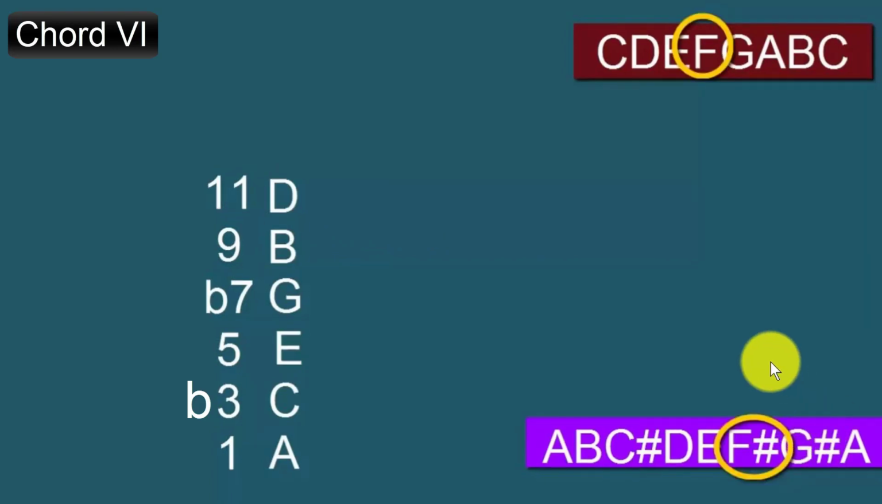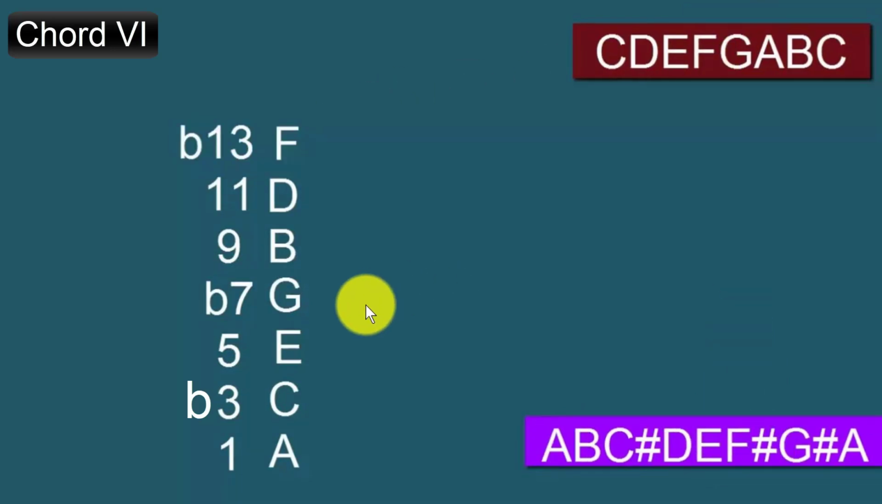Next tension is an F in C major. So what's it going to be called? Well, it's an F sharp in A major, so it's going to have to be called a flat 13. And as you can see, the flat 13 here is a minor 9th above that E, so that is out, isn't it? So I'll just cross that out.